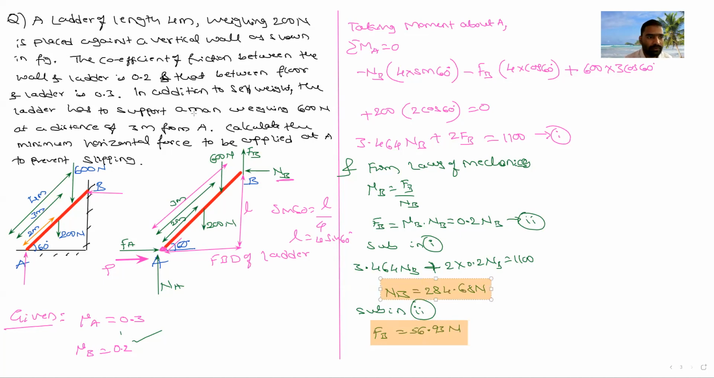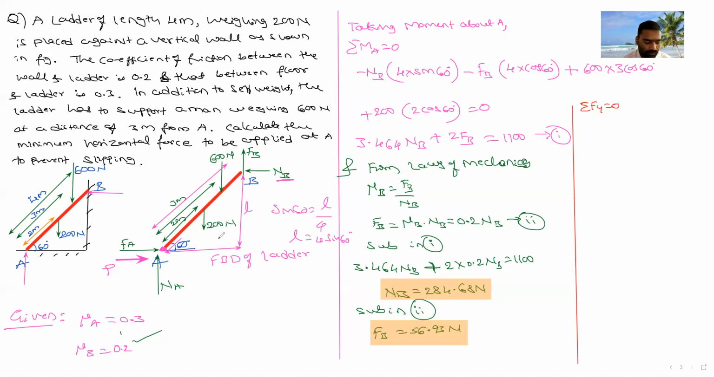So next I have to find out the value of NA. So I want to find out the value of NA first. To find out NA, which equation will you apply? To find the value of NA, it is sigma Fy is equal to 0. So sigma Fy is equal to 0.